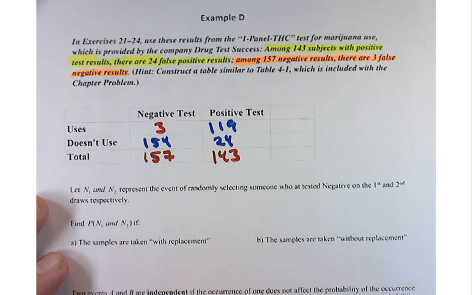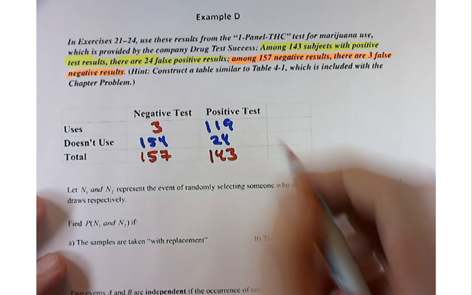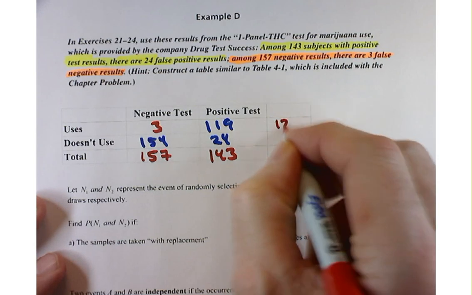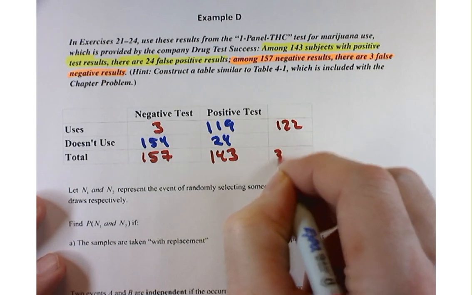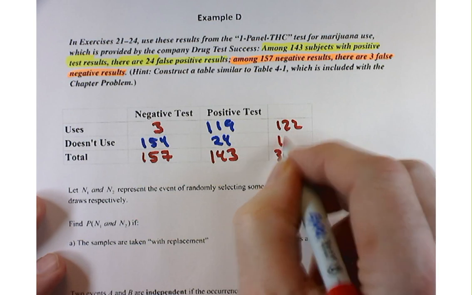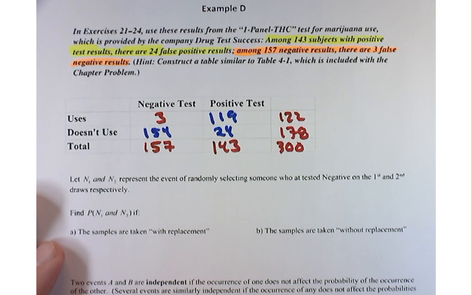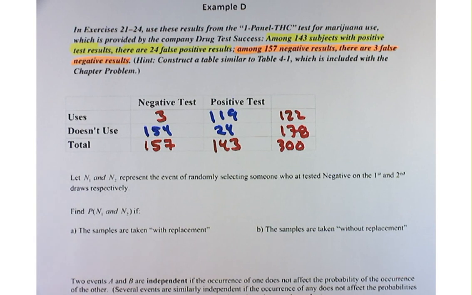We can put in some marginal totals that might help us out later as well. So let me put in some of those. That'd be 122, this would be 300, and this would have to be 178. Okay, so those are all our marginal totals. A lot of times it's helpful and almost necessary to have these marginal totals, so that's why I left some space for them.